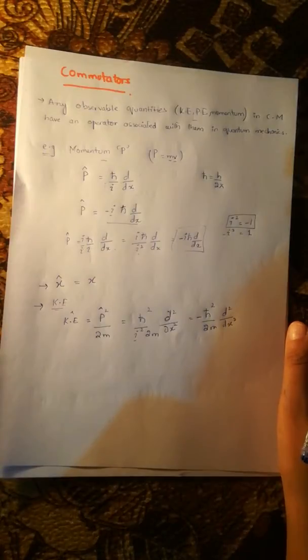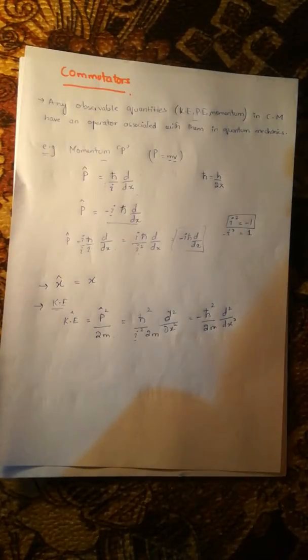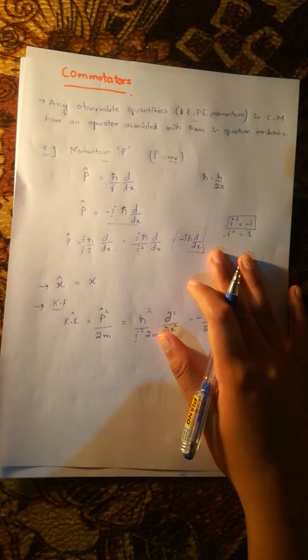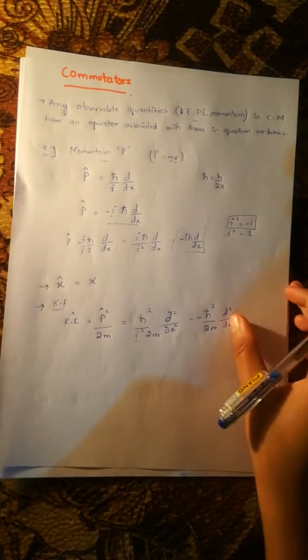This was all about the operators in classical mechanics and quantum mechanics. We have seen the postulate. Now we will move forward to the Hamiltonian operator.